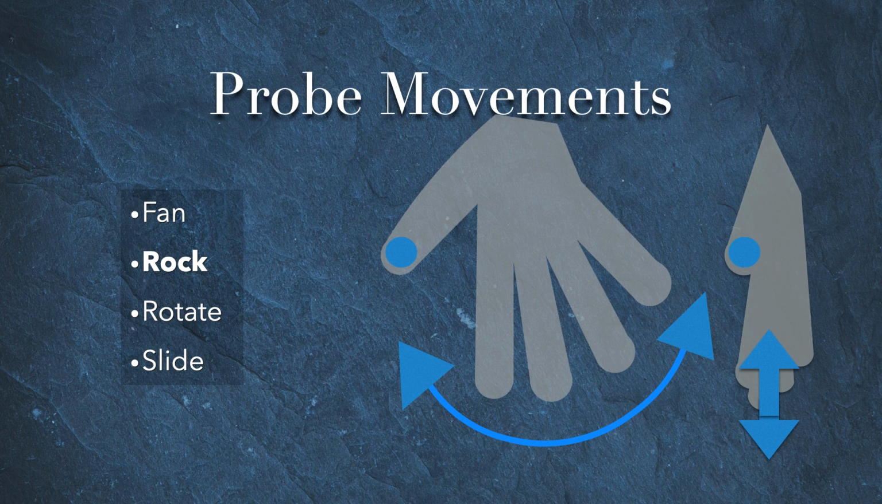Similarly, if you were looking at a female pelvis in the transverse plane, you could rock either to the left or the right to get a view of the patient's ovaries.